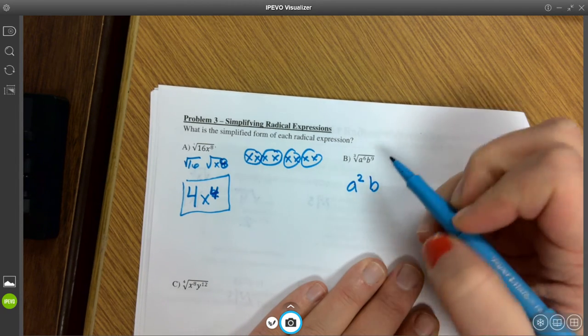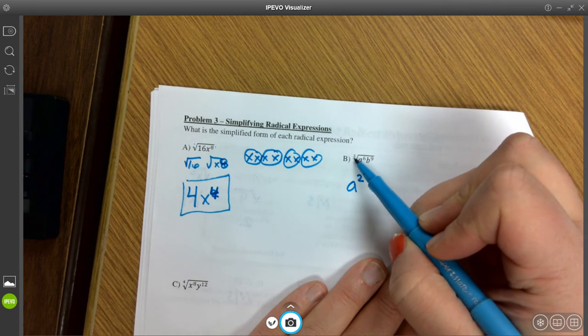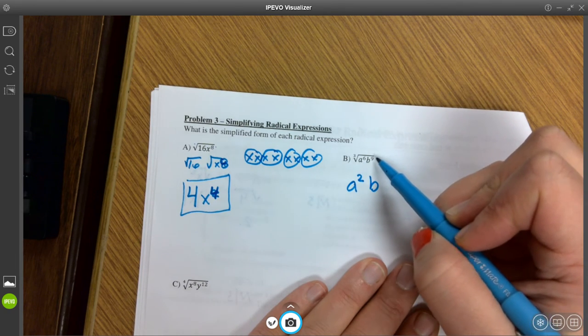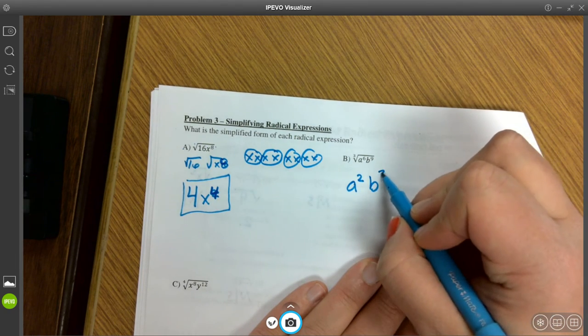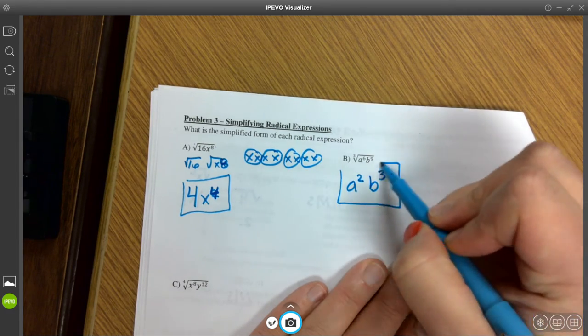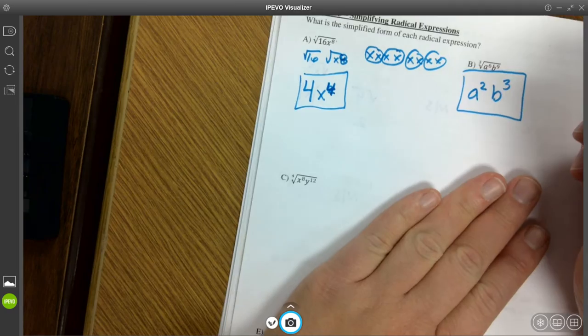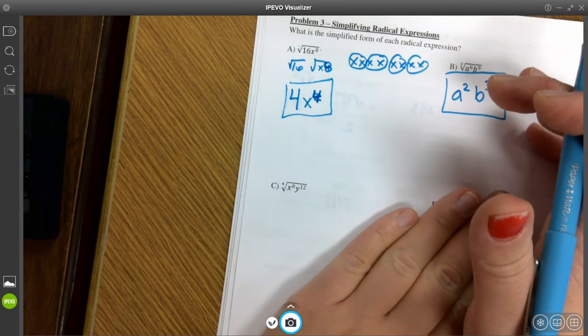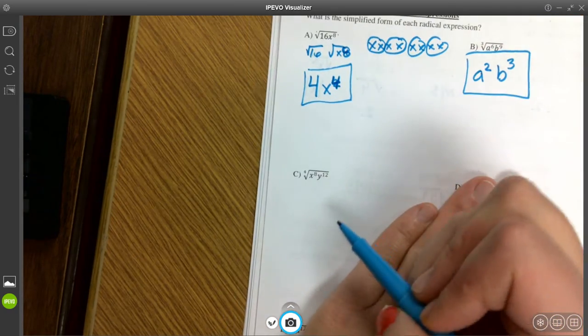So I look at my b. How many groups of 3 are in 9? Well, if I do 9 divided by 3, I would get 3. Again, odd index, doesn't matter about any of the absolute value. Here, I'm trying to cover up my answers so I don't cheat.